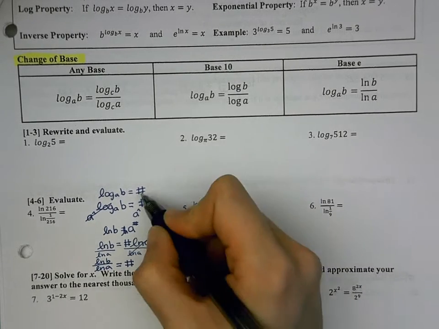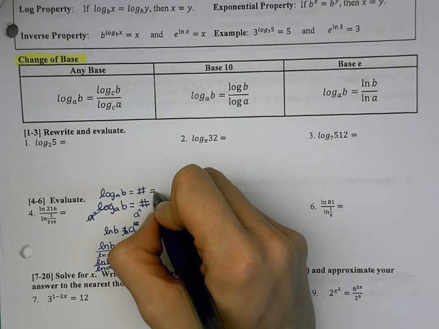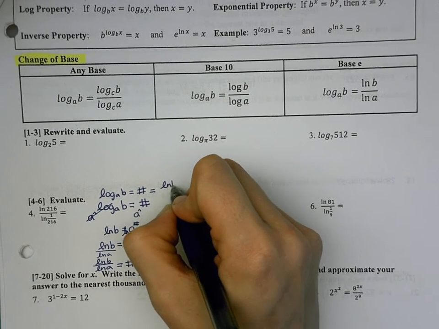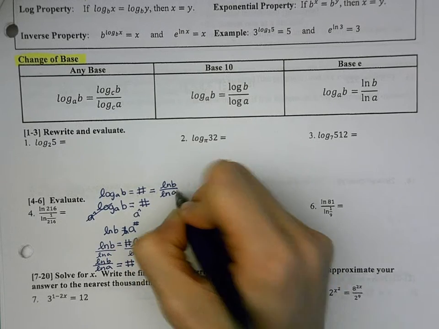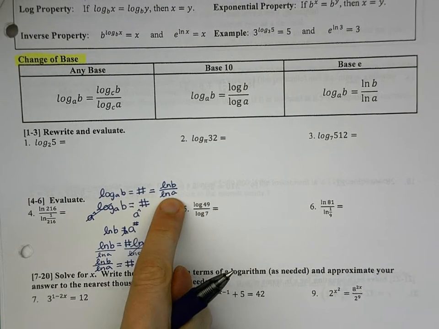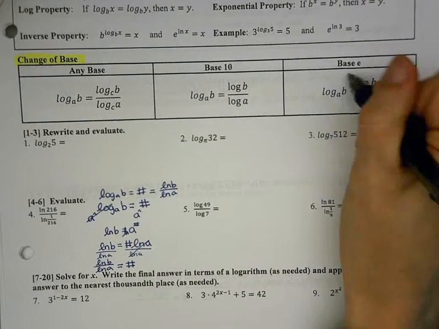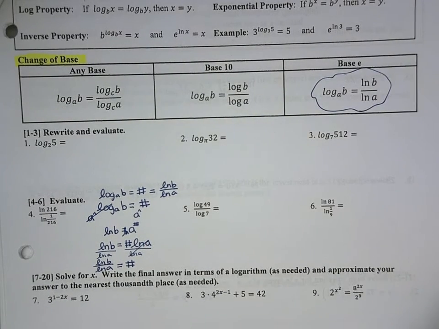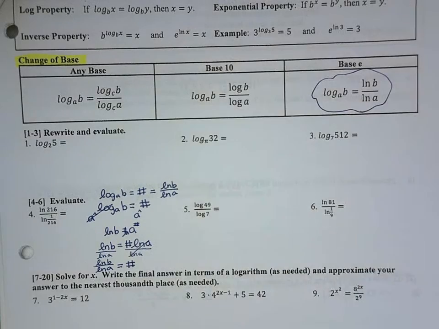And that number also equaled log base A of B, which means that log base A of B has to equal the natural log of B over the natural log of A, which is what we have written right here. Okay? And that's how you could prove it for any of them, right?